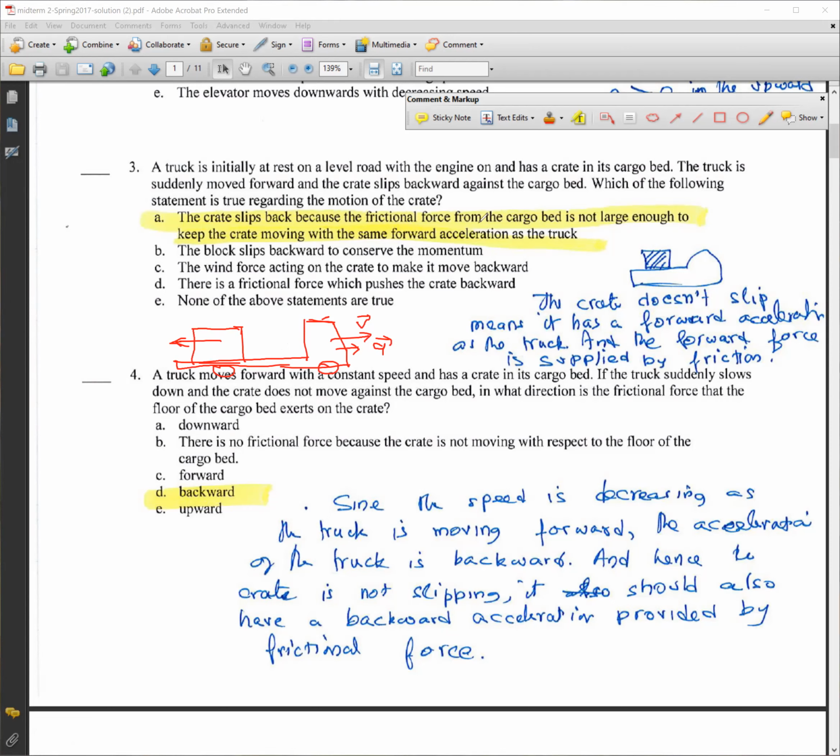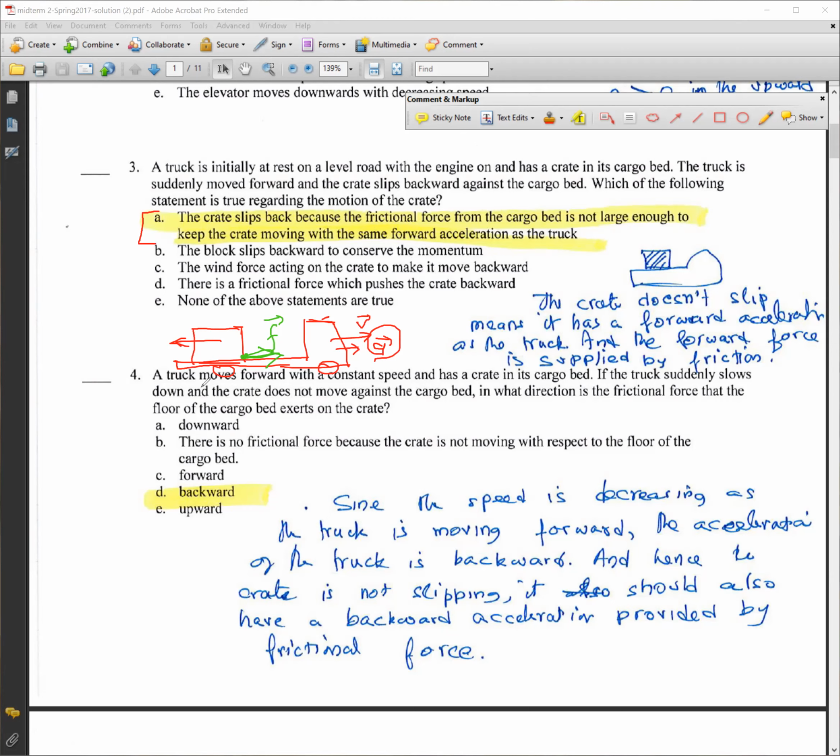Now here, which of the following statements is true regarding the motion of the crate? We're choosing option A, which states the crate slips back because the frictional force from the cargo bed is not large enough to keep the crate moving with the same forward acceleration. So we do have a forward acceleration here, as the truck. Now, for the crate not to move backward, I need a friction force that is pointing forward. So I need a friction force, but because there's not enough friction, the crate is moving backward.